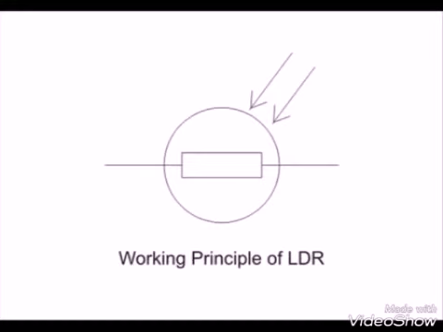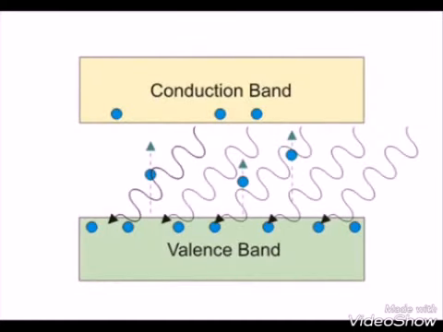Now come to the working principle of LDR. A light-dependent resistor works on the principle of photoconductivity. Photoconductivity is an optical phenomenon in which the material's conductivity is increased when light is absorbed by the material. When light falls, that means when the photons fall on the device, the electrons in the valence band of the semiconductor material are excited to the conduction band. These photons in the incident light should have energy greater than the band gap of the semiconductor material to make the electrons jump from the valence band to the conduction band.